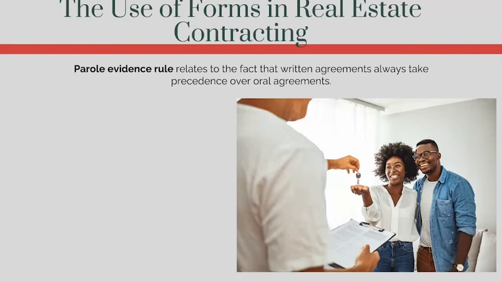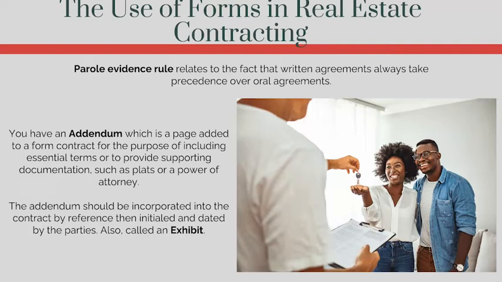Parole evidence rule relates to the fact that written agreements always take precedence over oral agreements. Let's repeat that. Parole evidence rule relates to the fact that written agreements always take precedence over oral agreements. You have an addendum, which is a page added to a form contract for the purpose of including essential terms or to provide supporting documentation such as plats or a power of attorney. The addendum should be incorporated into the contract by reference, then initialed and dated by the parties, and it can also be called an exhibit.